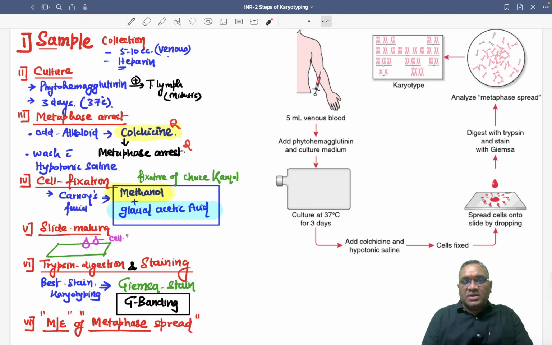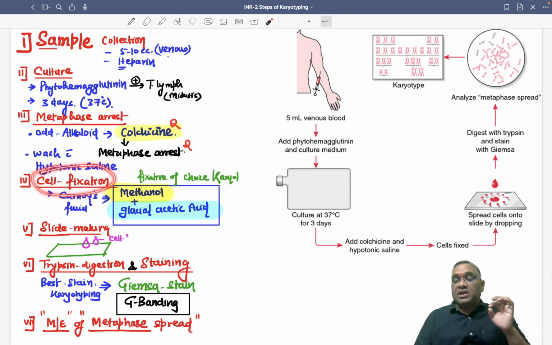And what we do after that is wash them with hypotonic saline. So during metaphase arrest you add the alkaloid colchicine to arrest them, and after that you have to clean the sample with hypotonic saline. So add colchicine and do the hypotonic saline washing. After that, what will you do? You will do the cell fixation.